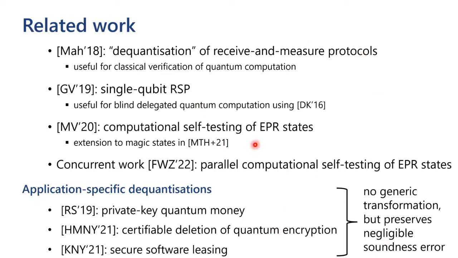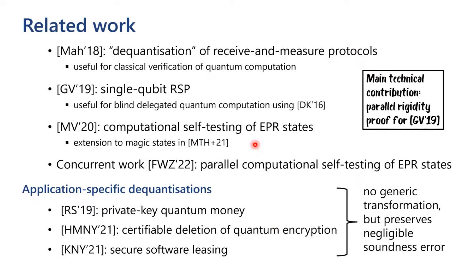So this is definitely an advantage of this application-specific approach. Now, in the context of this previous work, what you can view as our main technical contribution is proving a kind of parallel rigidity of this GV19 protocol. So proving that if you do this protocol in parallel, then indeed the prover also has, in a very strong sense, to behave in parallel and prepare the corresponding qubits in parallel as a tensor product. The proof of this is, on a technical level, quite similar to these parallel self-testing proofs from the non-local games literature, but then with some crypto tricks sprinkled in.